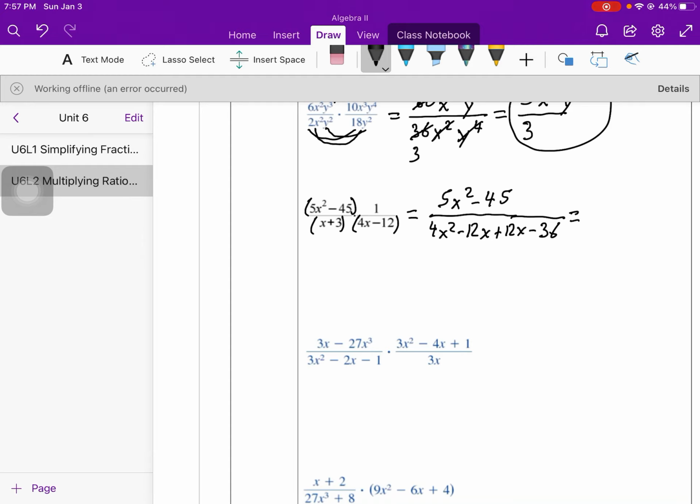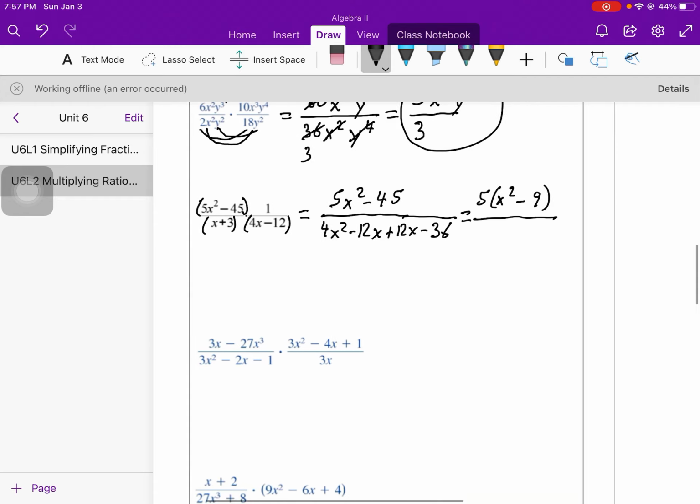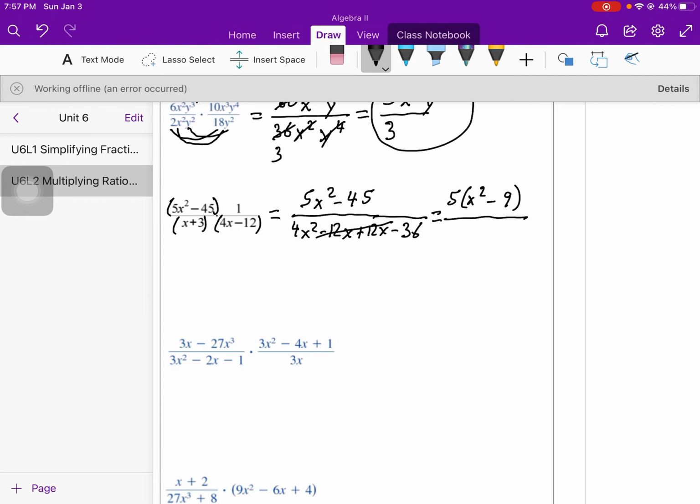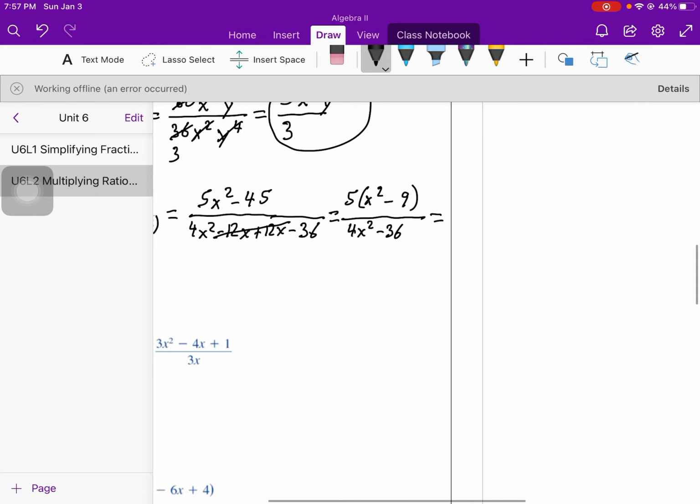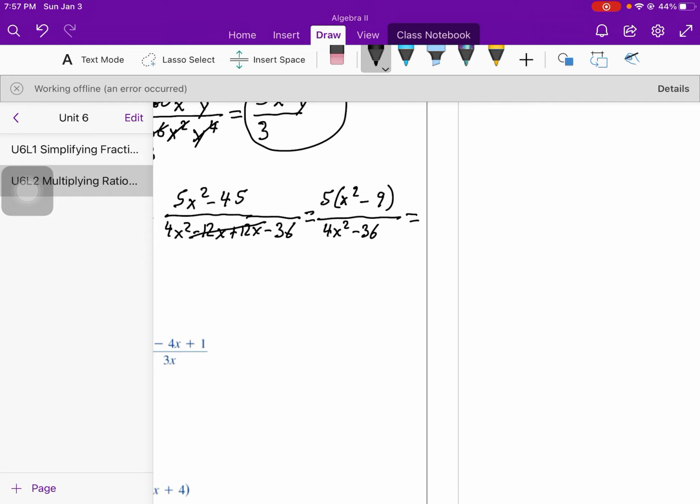Now, simplify as much as you can. And we can actually factor out the top. Notice that we can take a 5 out of both of those, and we get x squared minus 9. Then the bottom, these are going to go away, and we're going to get 4x squared minus 36. We want to keep factoring as much as possible. I'm just going to keep going along here so I have enough room. We get 5 times x squared minus 9, which factors to x plus 3, x minus 3. We really have to use those factoring skills, so be on the lookout for that.